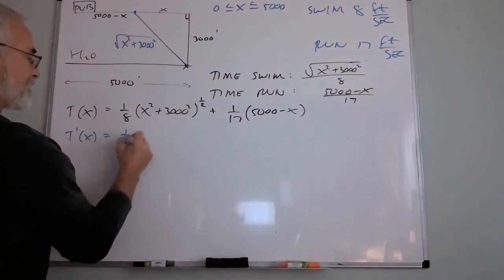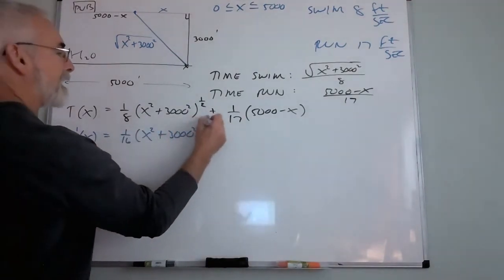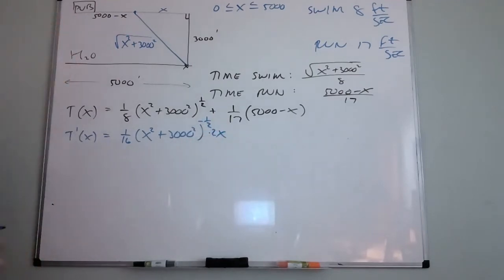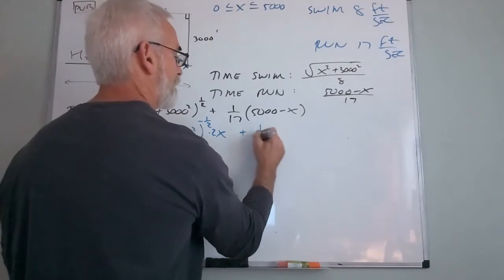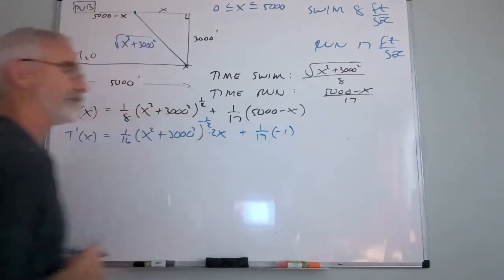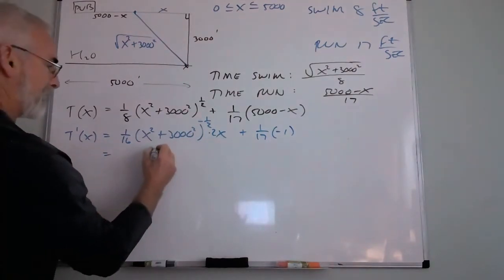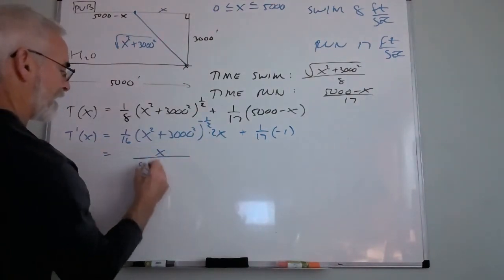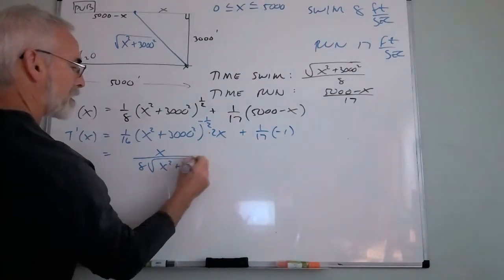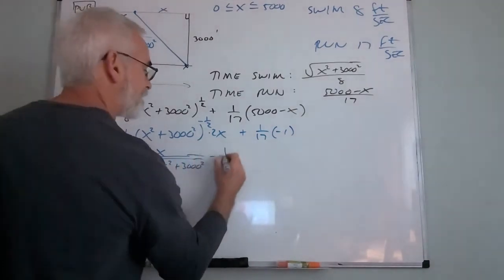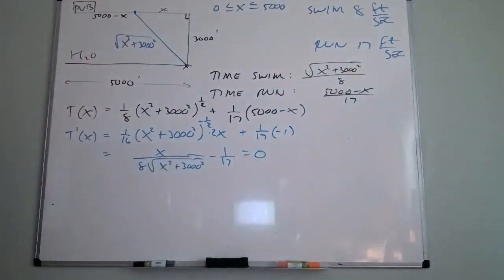That would be 1/16 X squared plus the square of 3,000 to the negative 1/2 times 2X. Over here, this is just 1/17 times negative 1. Oh, that's easy enough. So if I clean this up, this would be X over 8 times the root minus 1/17. And I'm going to set that equal to 0.